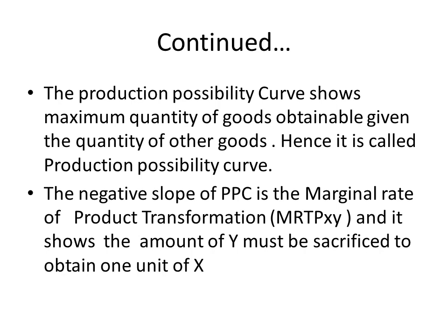Now it has a negative slope, that means the marginal rate of transformation for one good is negative. This means that for acquiring one unit of good X, some units of good Y must be sacrificed.